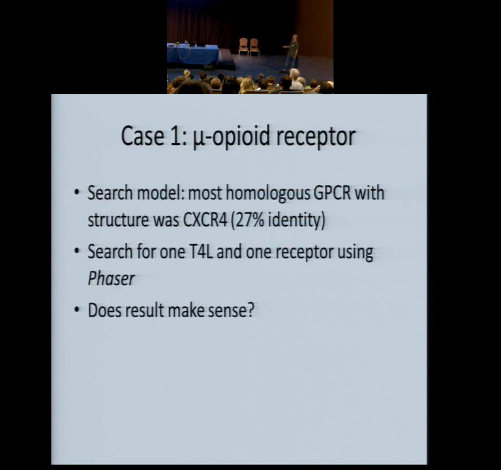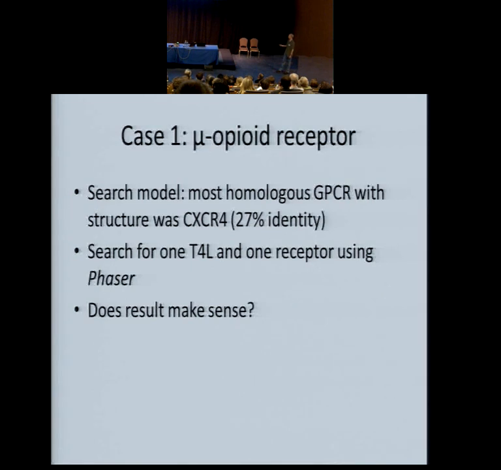So to do the molecular replacement search, first we chose to use the most homologous receptor that had been solved previously based on sequence identity, and that is the CXCR4 chemokine receptor, which was 27% identical in the region that we were looking for. We did the molecular replacement search in Phaser, also searching for 1 T4 lysozyme molecule, which is, of course, 100% identical to the search model.